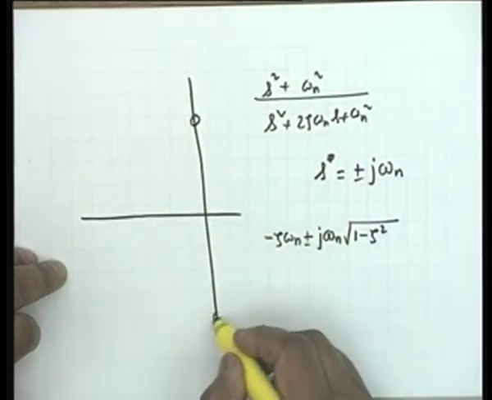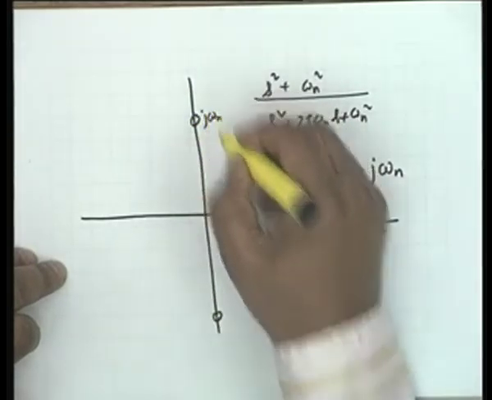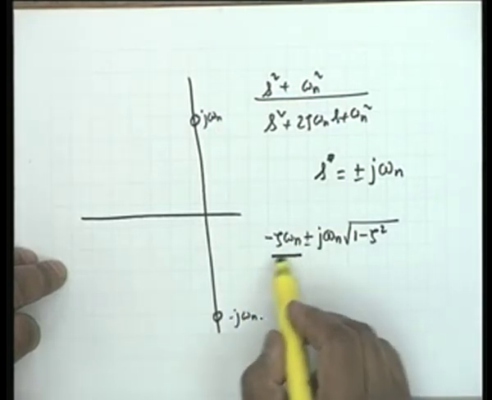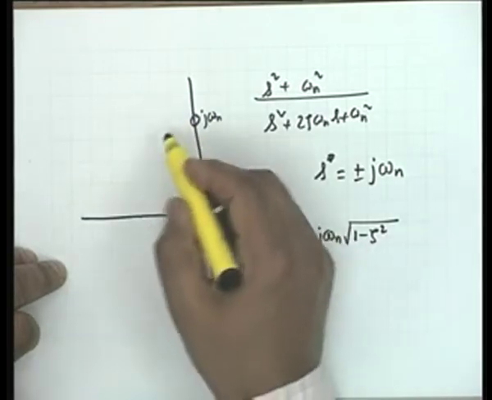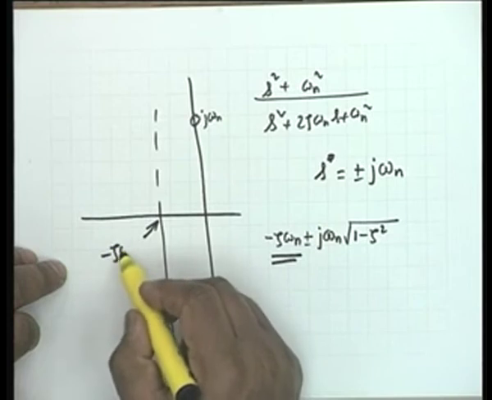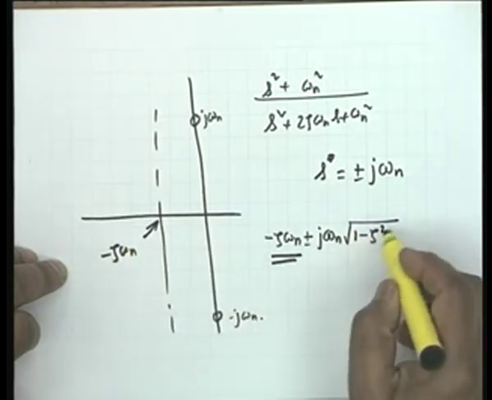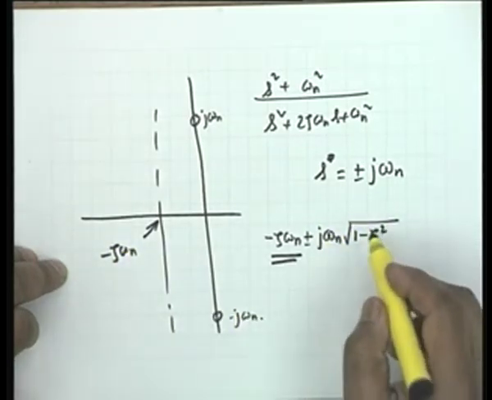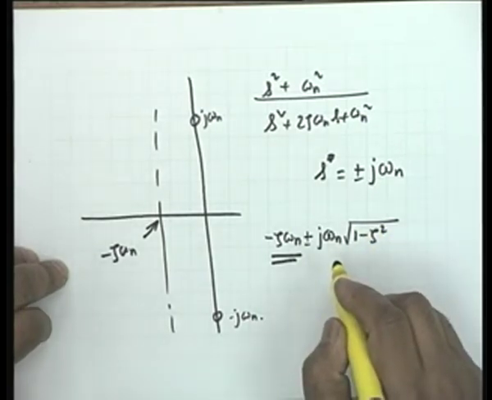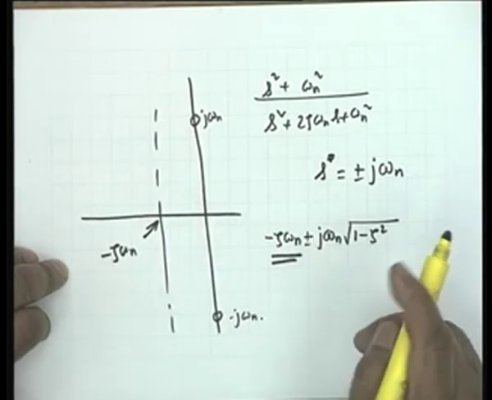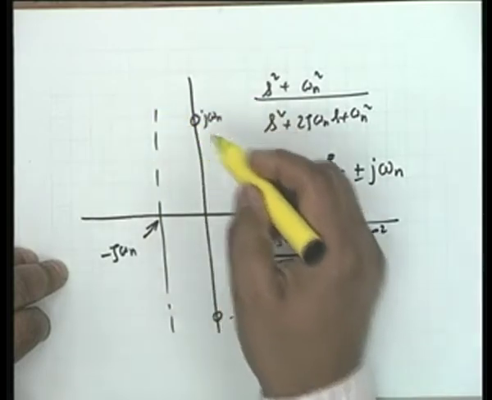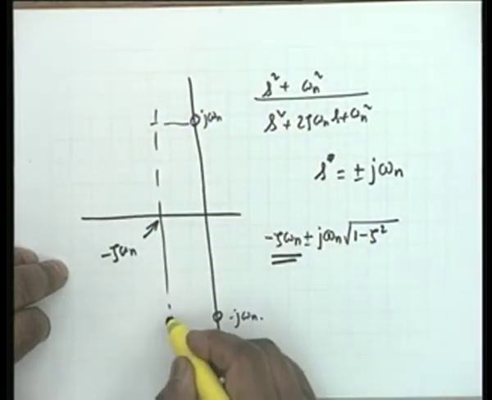I have the zeros here. This is j omega n and minus j omega n. For the poles, the real part is minus zeta omega n. So I go a distance of minus zeta omega n on the left hand side. Then note the imaginary part. Imaginary part is less than omega n. It's not greater. Many of you, about 30% of the class, showed it somewhere here at the top. No, it shall be less.